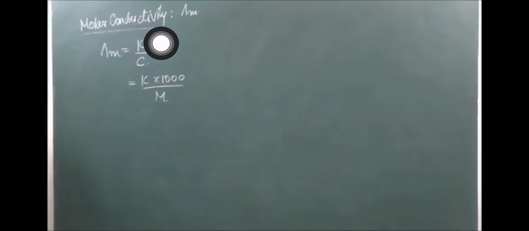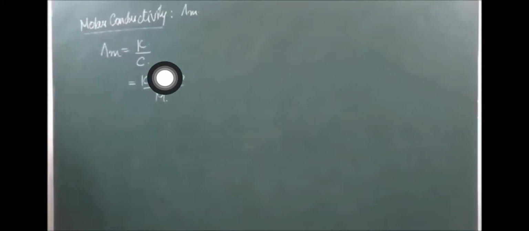Moving towards our next topic, that is molar conductivity. Molar conductivity is denoted by lambda m. Repeating again, molar conductivity is denoted by lambda m. Now what is this molar conductivity? Molar conductivity is kappa upon its concentration. Lambda m, or molar conductivity, is equal to kappa upon C.